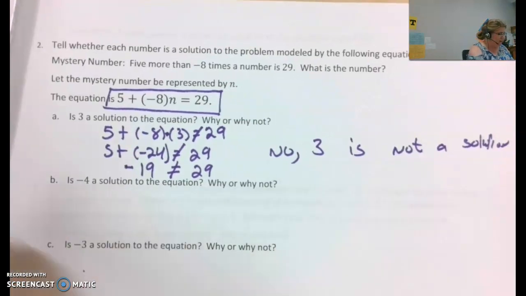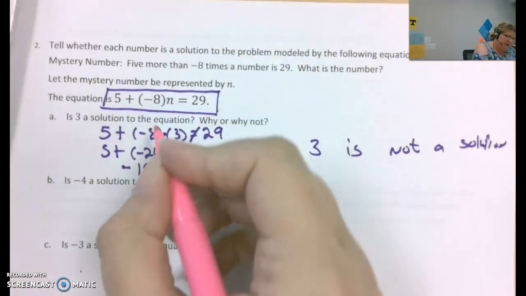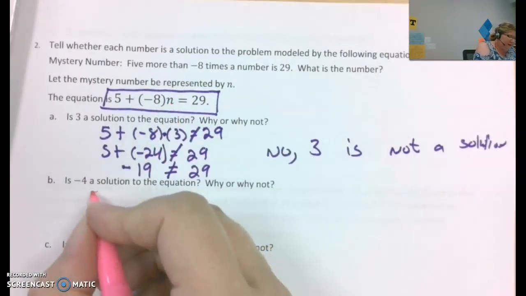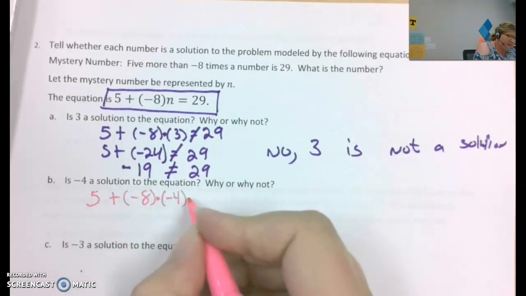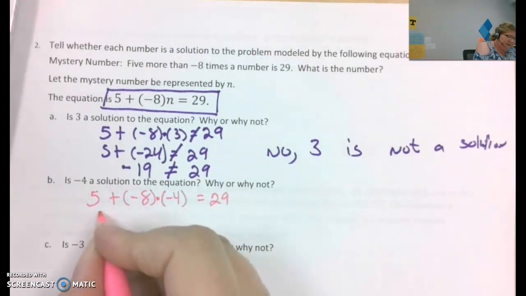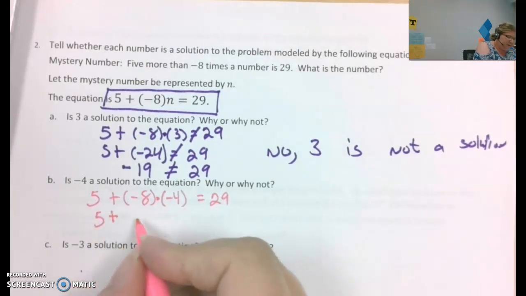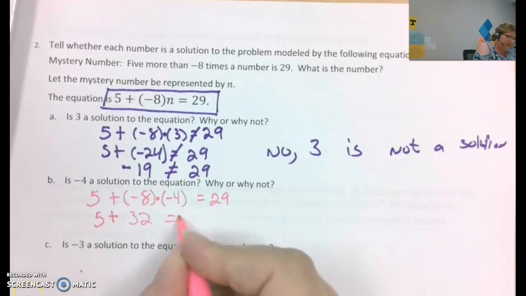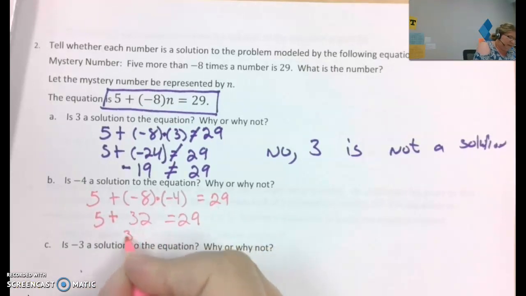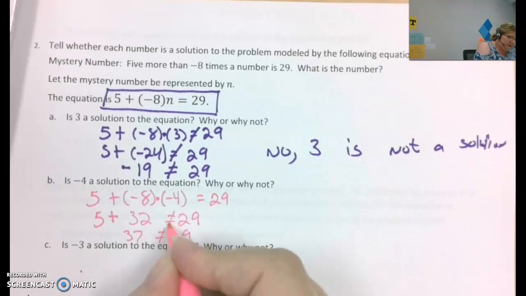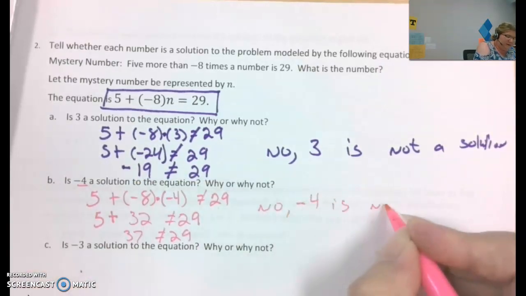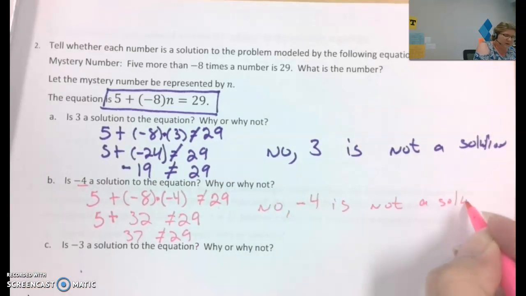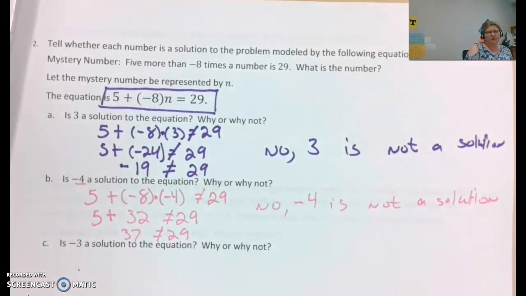So to test and see if negative 4 is a solution, I start with the equation, but instead of n, I'm going to substitute negative 4 in for that value. Is multiplication. So I have 5 plus 32 equals 29. That would be 37 equals 29. That is not true, so no. Negative 4 is not a solution.